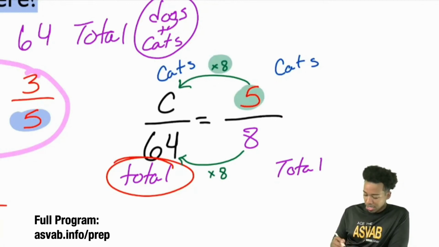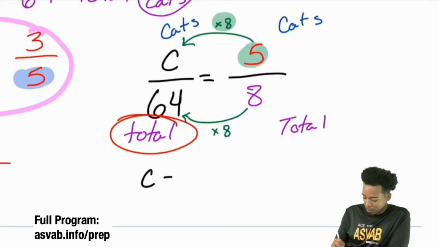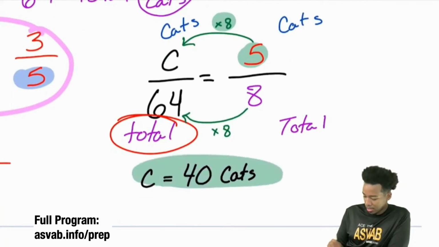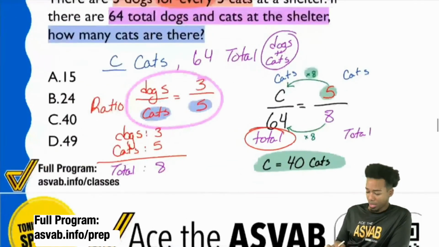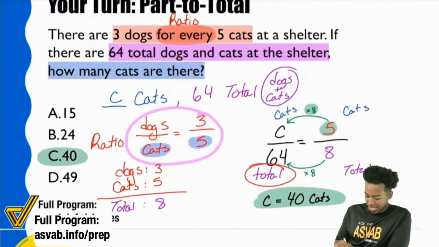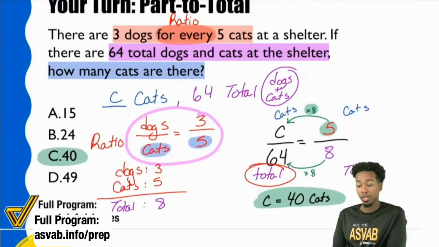And so that means that 5 times 8 is 40, and that makes our answer 40 cats. Booyah. And there we are, C, 40. And there we have that.